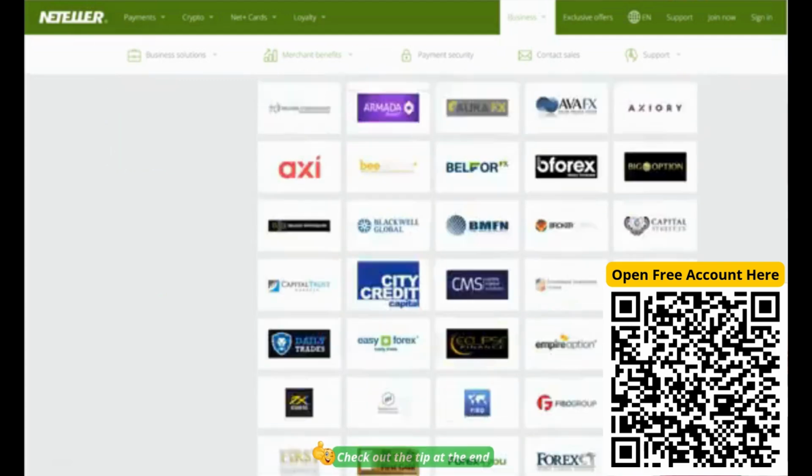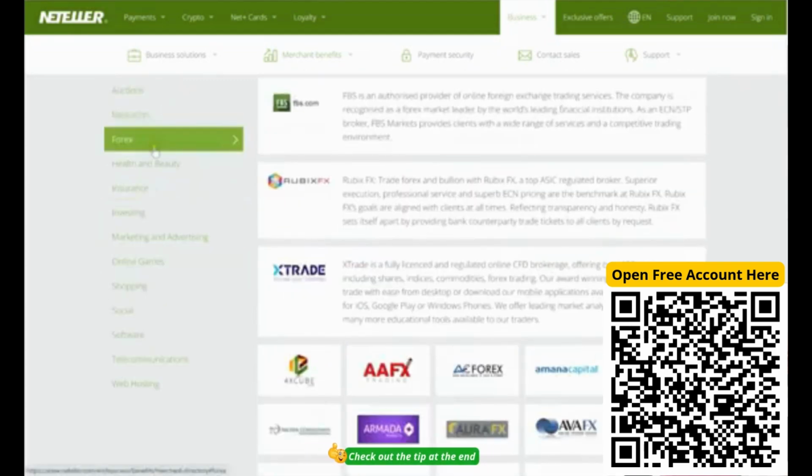So here you can see that there are a lot of forex brokers that accept Neteller, but also there are some businesses or companies related to insurance, to investing, to online gaming, shopping, software, even education. If you want to be part of this directory, you can create a business account in Neteller and you can be part of it. And also here, if you're a customer of Neteller, it could be useful to understand if a company accepts Neteller or not.